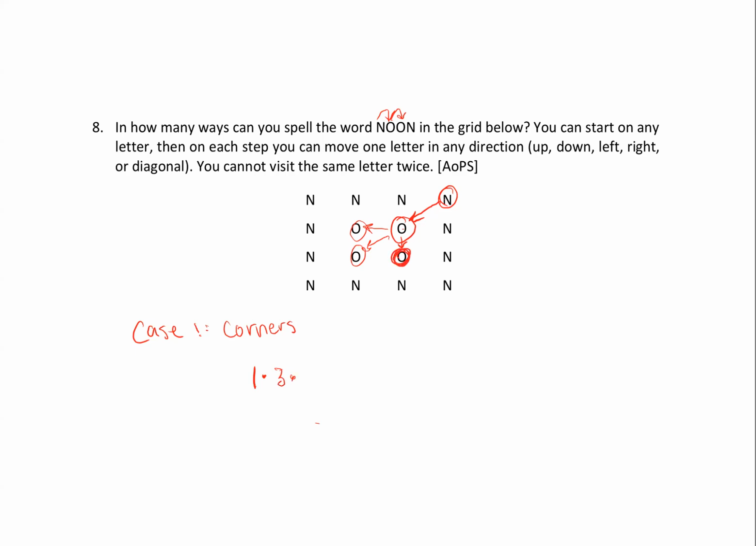And say that we land on this O. Now we need to go to an N. And we can go diagonally this way, horizontally, diagonally, vertically, or diagonally. So there's 5 N's that it can end up on, so there's 15. But also we have 4 corners, like this case is just starting from this corner. And we have 4 of these corners, so we have 4 times 15, which is 60. Is that good?